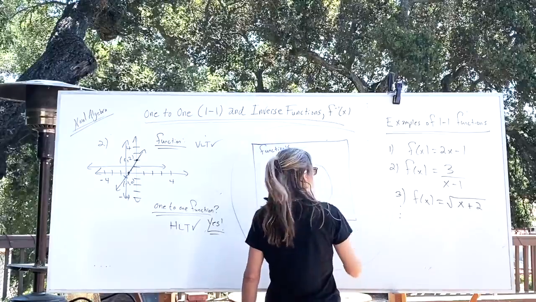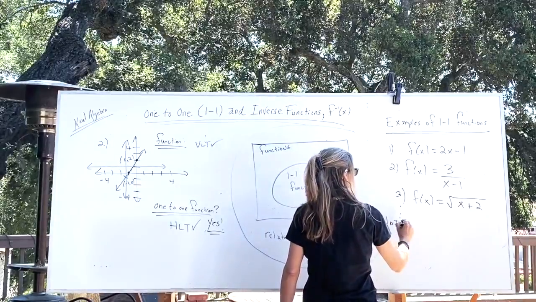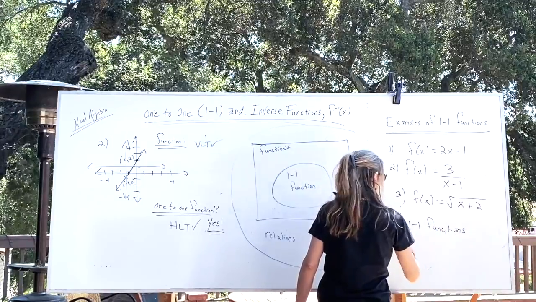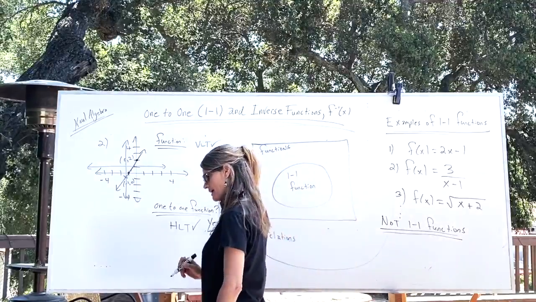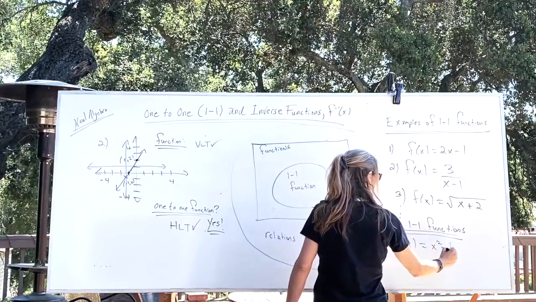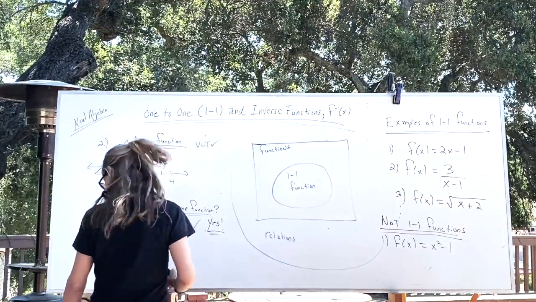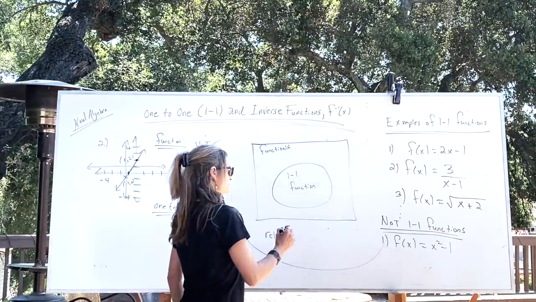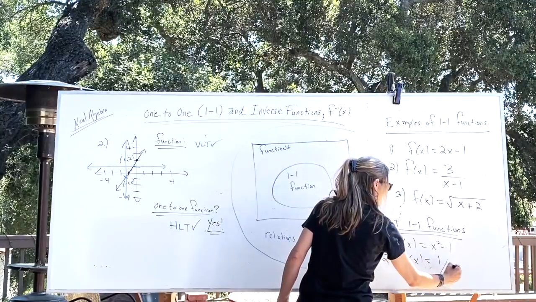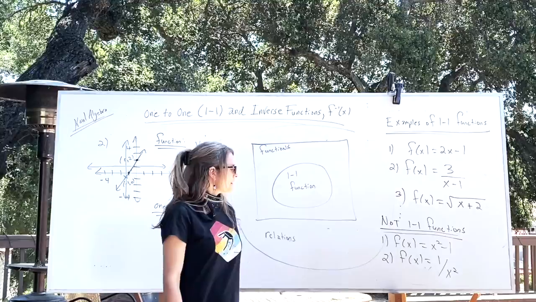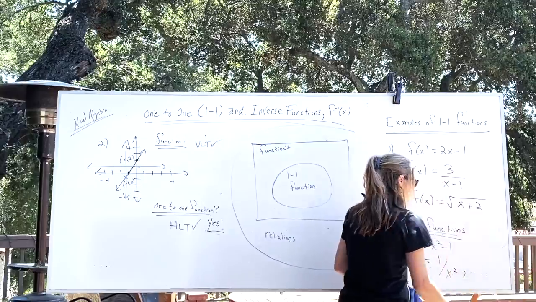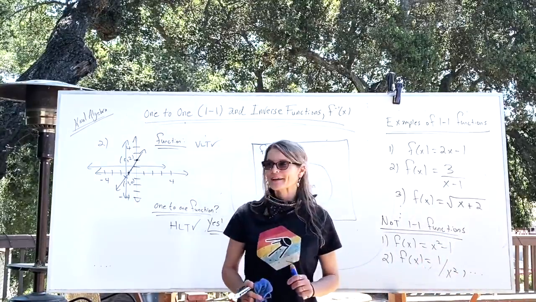Okay. So what are not one-to-one functions? As we've seen, we had a quadratic. So number 1, f of x equals x squared minus 1. That is not a one-to-one function, as we saw in our illustration. 2, f of x equals 1 over x squared. That is not a one-to-one function, and there's several others out there. Those are just some standard examples for you to look at.